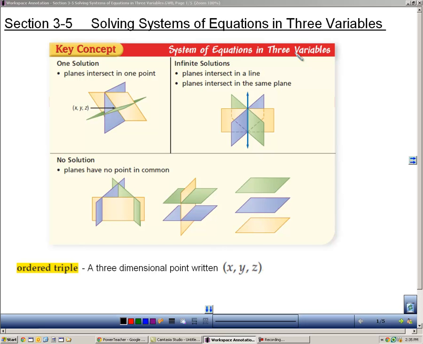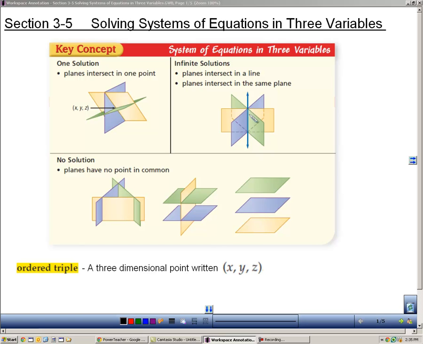Section 3.5 is about solving systems of equations that have three variables. When you have three variables, you're talking not about a line, but about a plane. And when you have three planes that you're graphing, there are three possible ways that those planes could create a solution. The first is those planes could intersect in one spot, and we call that the point x, y, and z. So we add depth as our third axis.